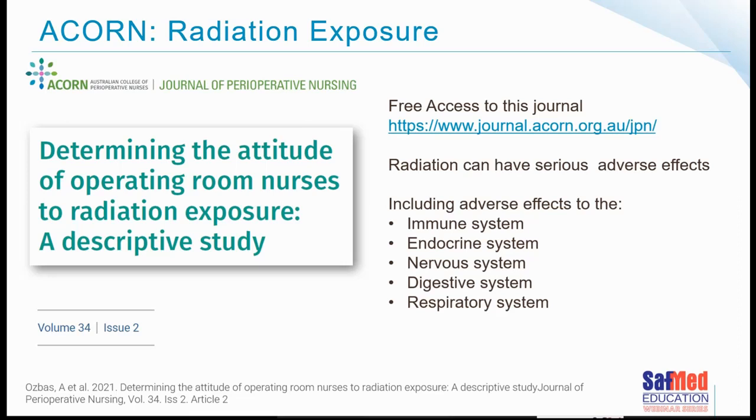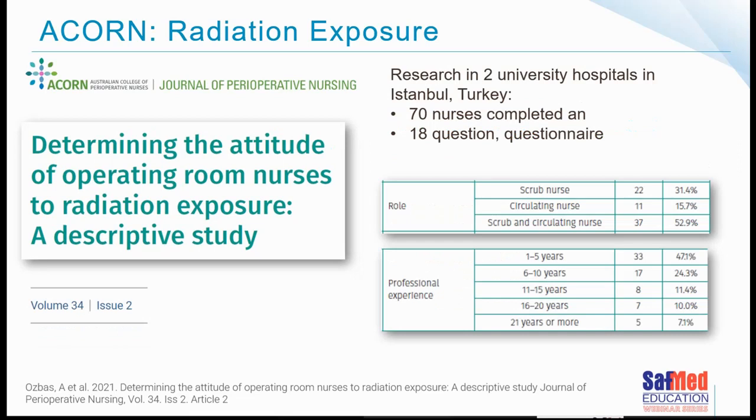This was about determining the attitude of the operating room nurses to radiation exposure. It was a descriptive study. We've covered radiation exposure quite recently, of course, in our 2021 Insight series, but this was quite nice because this was really about the attitude of the nurses. Very interesting paper. They begin, of course, by reminding us that radiation can have serious adverse health effects, and that includes effects on the immune system, the endocrine system, the nervous system, the digestive system, and the respiratory system.